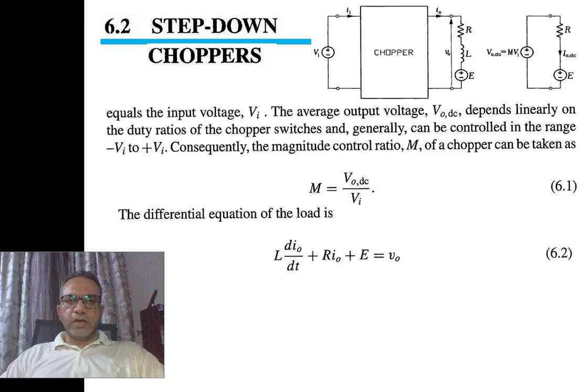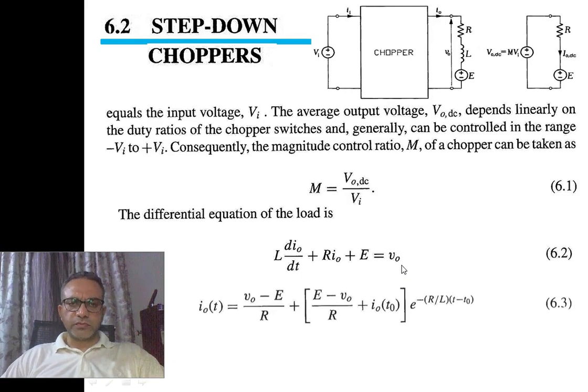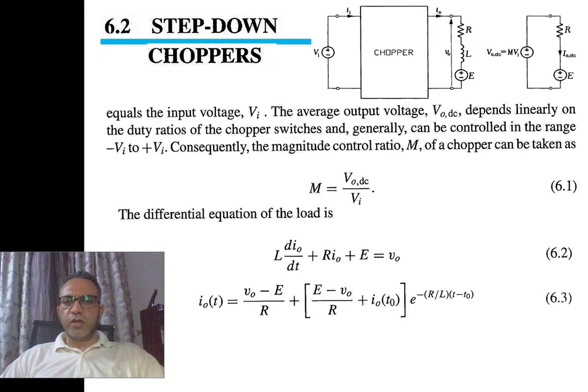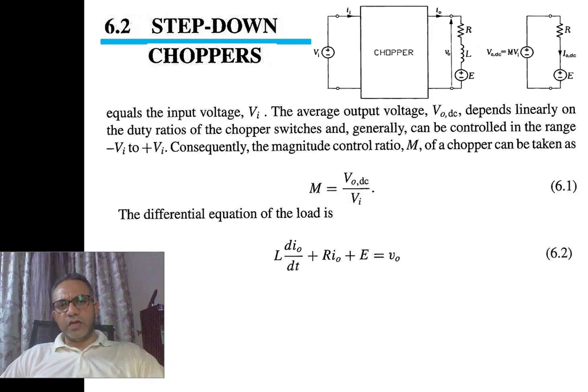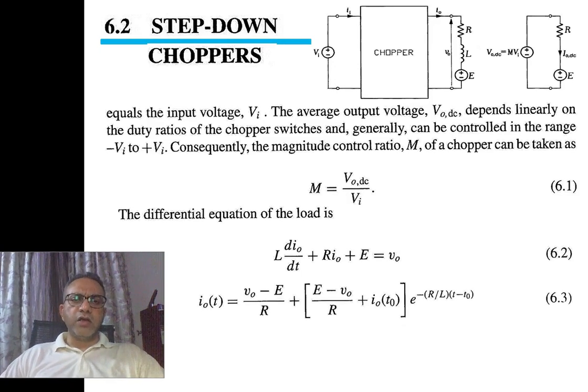So if we look at the load, applying Kirchhoff's voltage law, we get that V out is equal to back EMF plus voltage across resistance plus voltage across inductance. This is equation number 6.2, a differential equation, and we can find the current, as shown in equation number 6.3.